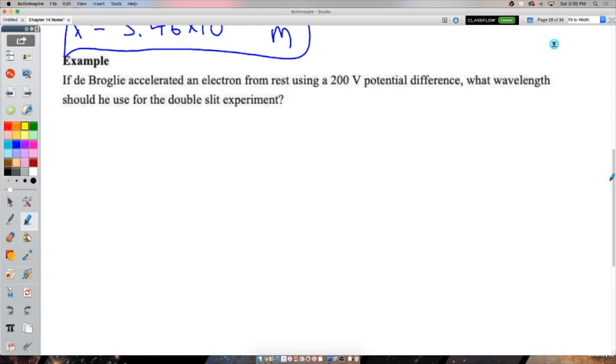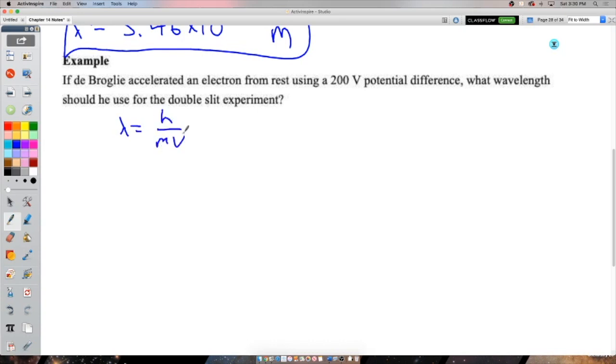Okay, so for an example, if de Broglie accelerated an electron from rest using a 200-volt potential difference, what wavelength should he use for the double slit experiment? So, a little bit of unit 2 here. Let's just think about where we're going. We need to get from here, or we're going to end up there anyway, right? We need to get the wavelength.